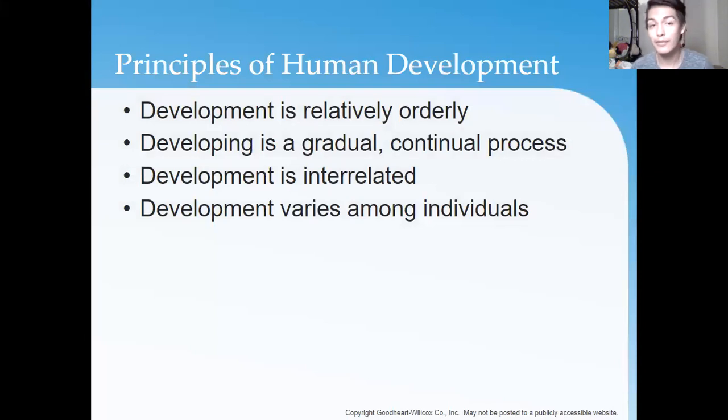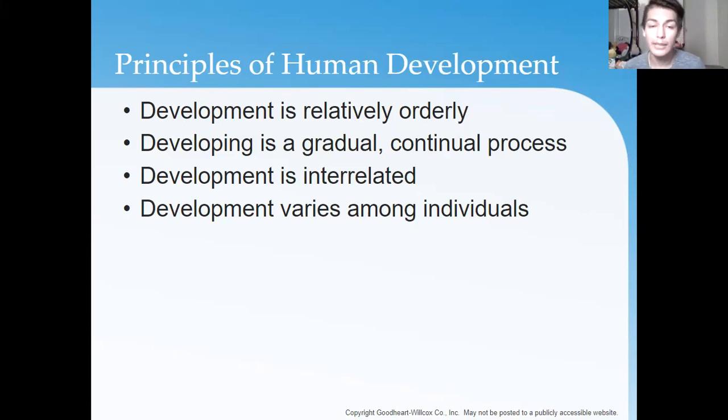So principles of human development: development is relatively orderly. So there is an orderly fashion to development. Development is gradual and a continual process, just as I said before. It is something that happens over time, not just something that happens at one age or another age.